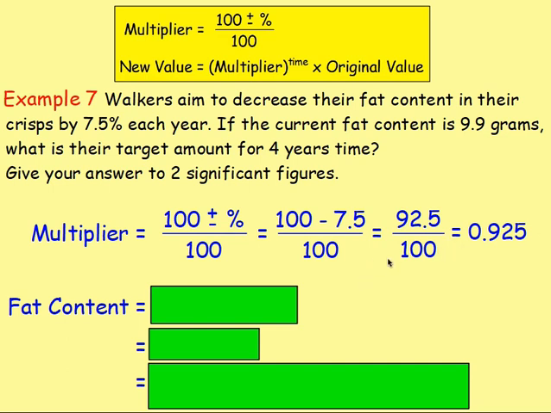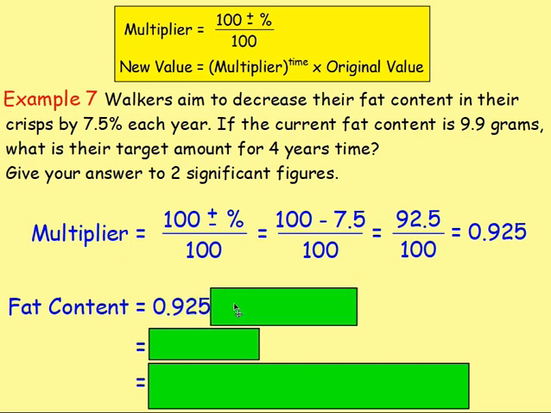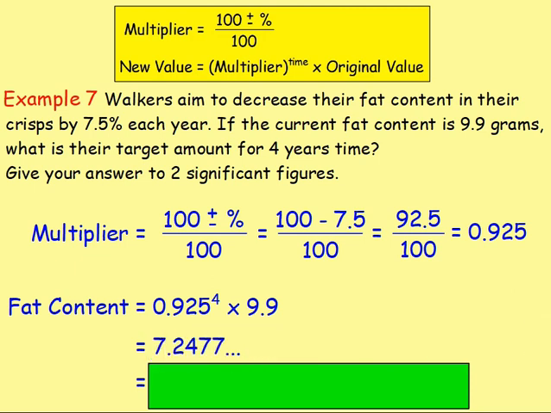The fat content then, after 4 years, you would take your multiplier, 0.925, and what would you do then? Do that to the power of 4! Good, you would do that to the power of 4 because it's saying it's 7.5% each year, and what's it going to be in 4 years' time? So it's to the power of 4. And then you multiply that by the original value of 9.9. If you work that out, you end up getting 7.2477 and so on.